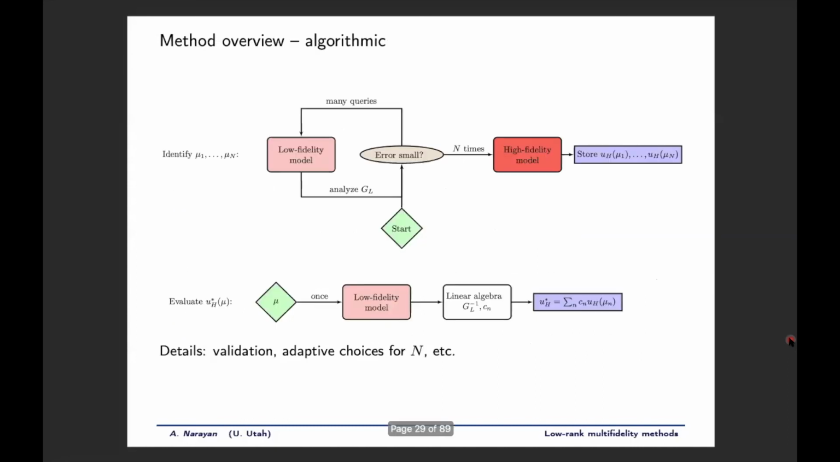Okay, so here's a flowchart, and I probably should have had this up while I was talking about the algorithm. Essentially, again, there's an offline and online stage. The offline stage requires me to do a lot of heavy analysis on the low fidelity model and then query the high fidelity model capital N times. And then in the online stage, if I actually want to evaluate this thing, all I need is to query the low fidelity model once, and the rest is cheap linear algebra. So that's more or less the idea. There are lots of nuts and bolts, but it's fine.